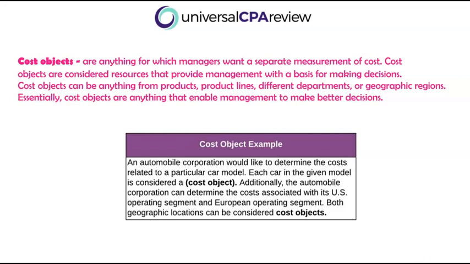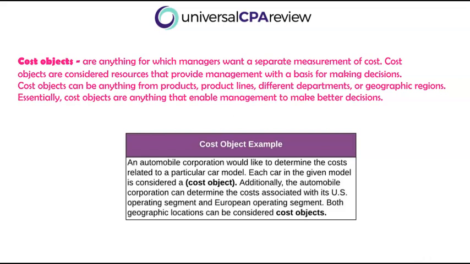So an automobile corporation would like to determine the costs related to a particular car model. Okay, so each car in the given model is going to be considered a cost object. So additionally, the automobile corporation can determine the costs associated with its US operating segment and European operating segment. So both the geographical locations that we're talking about are going to also be considered cost objects, right? Because as we remember, this could be products, could be product lines, it could be different departments or geographic regions. Okay, so the cost object isn't necessarily always going to be the inventoriable item.